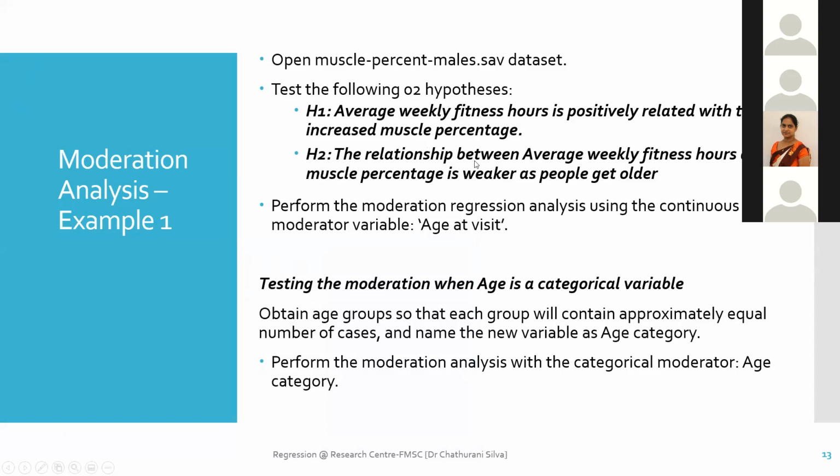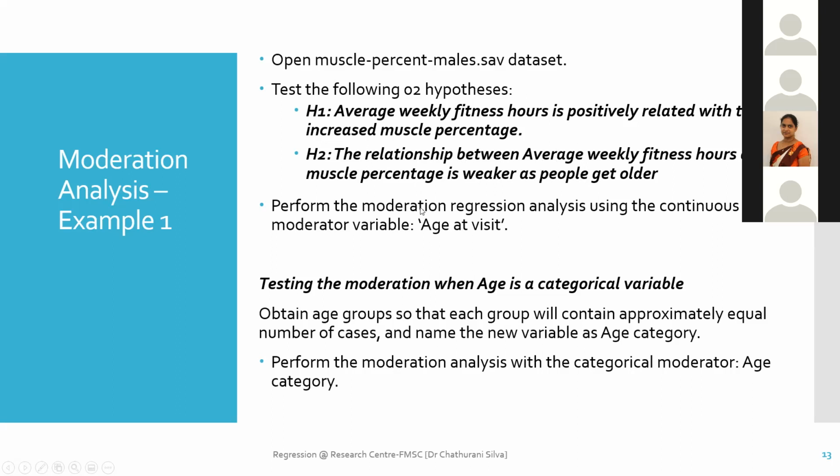The relationship between average weekly fitness hours and muscle percentage is weaker as people get older. So this is not good news for all of us, because you are not getting a higher, stronger relationship between average weekly fitness hours and muscle percentage if you are older. But it is still not proved. We are going to check that.